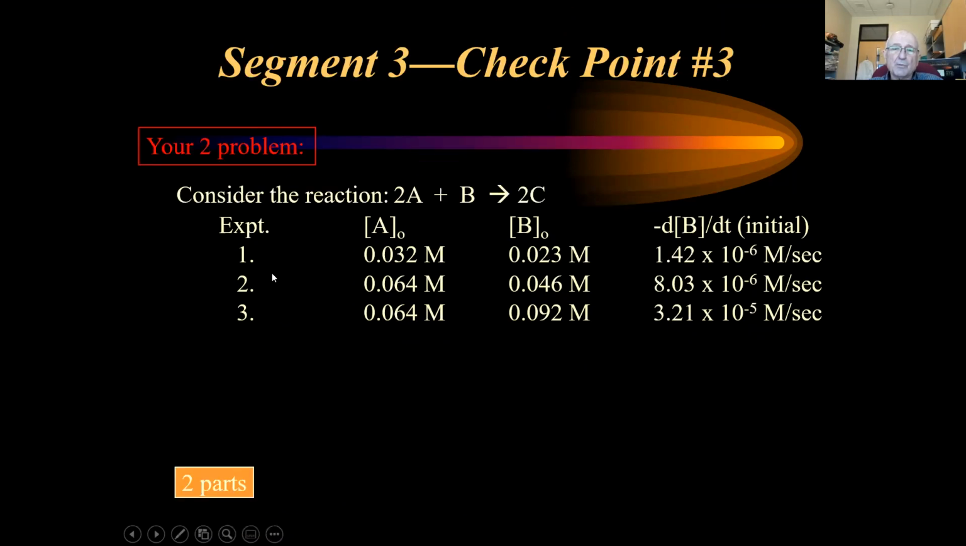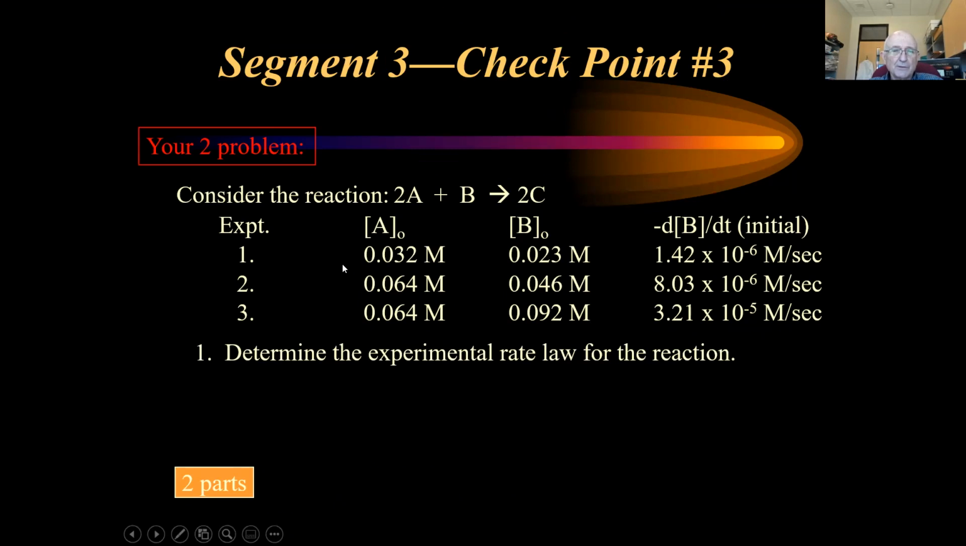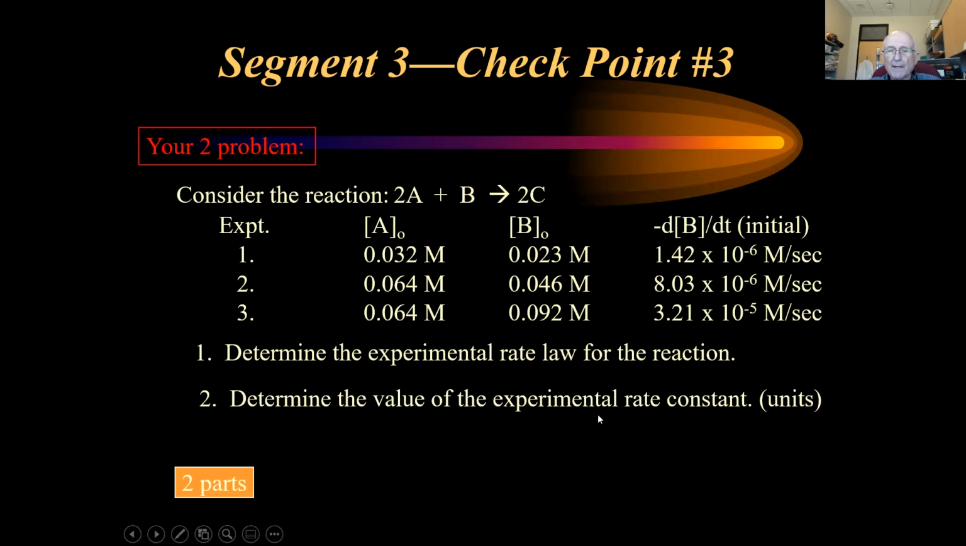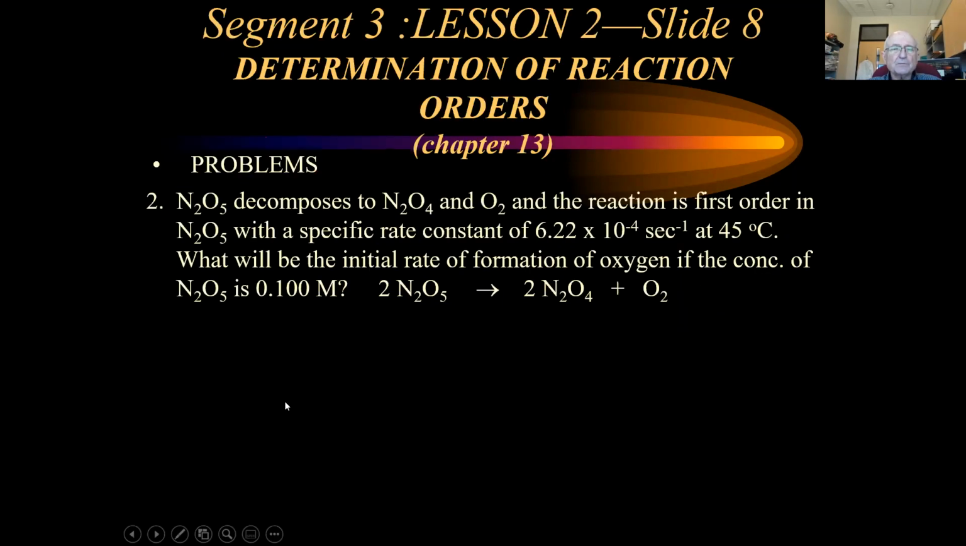Okay, now here's a problem that you should try on your own. And again, I've set it up so you can pretty easily see that you want to start with run 2 and 3 again, as we did, and determine all of the information about that rate law from these data. Okay.